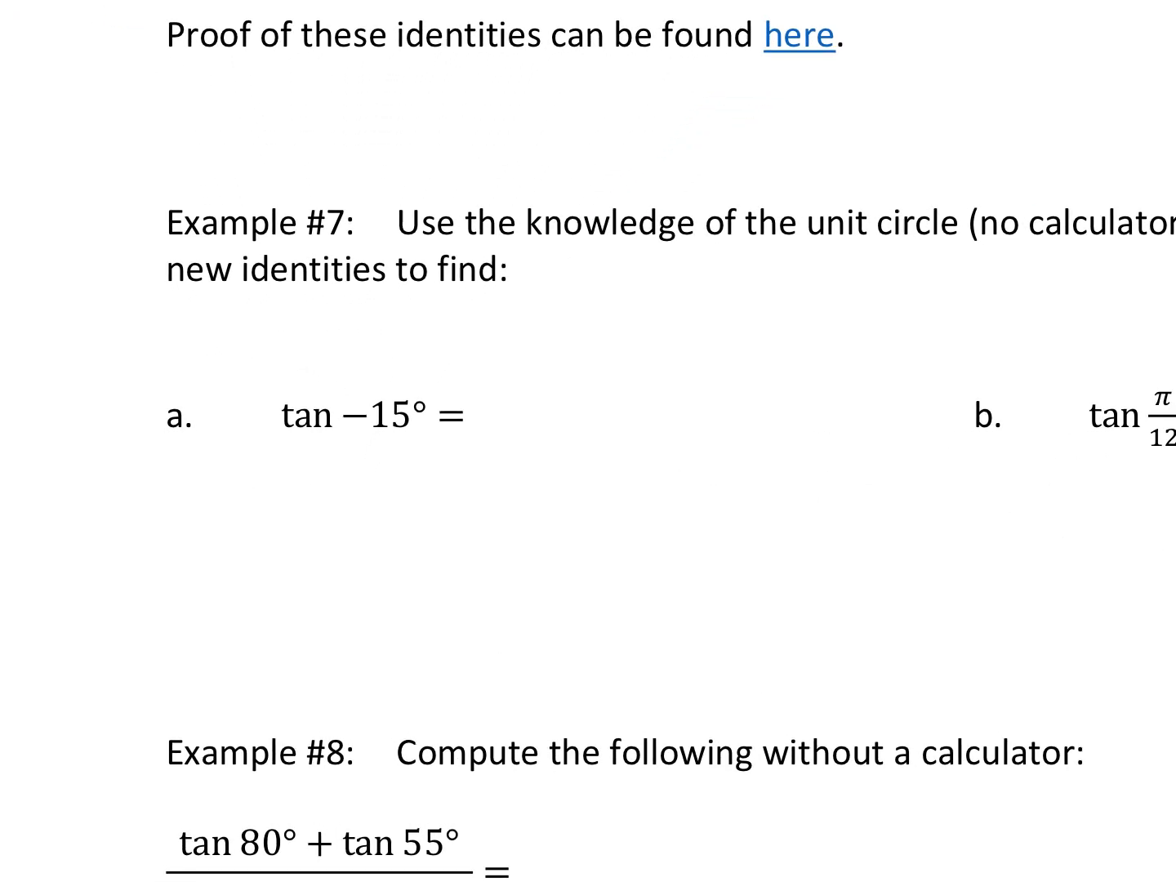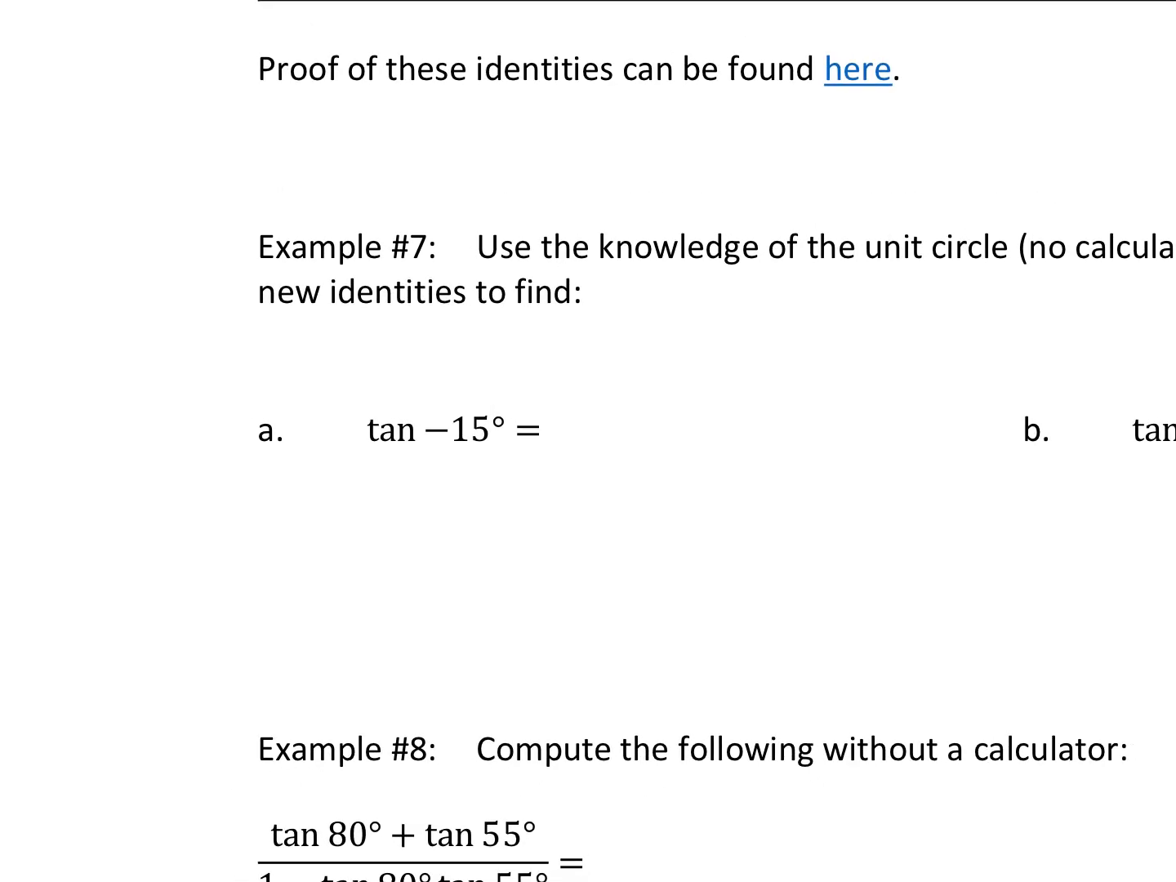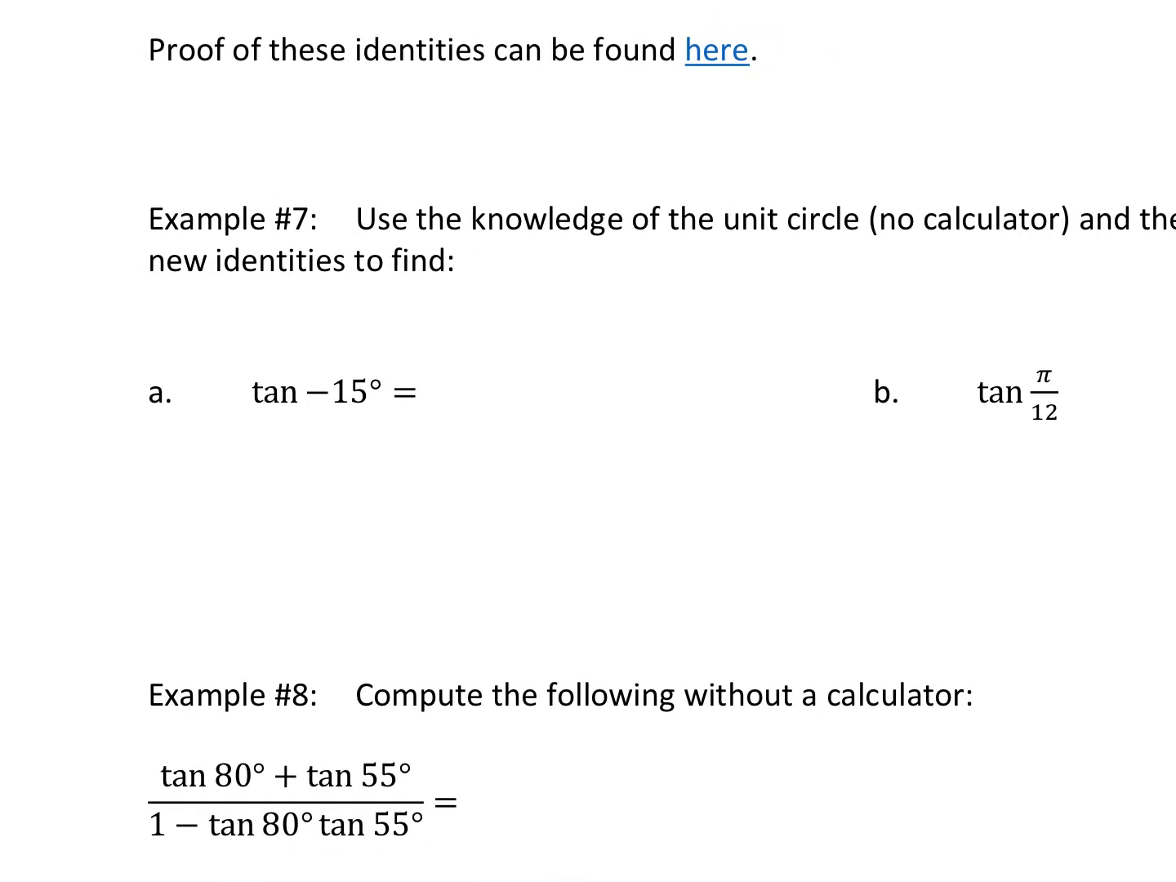Okay, so let's see. Let's just do one of these. Which would you rather do, A or B? A? Okay, let's do A. We'll skip B, even though I think B we might struggle with a little bit more because it's the pi over 12. But that's okay. So how do I get negative 15 degrees with the angles that are on my unit circle? 30 minus 45, right? So it's the same thing as the tangent of 30 degrees minus 45 degrees.